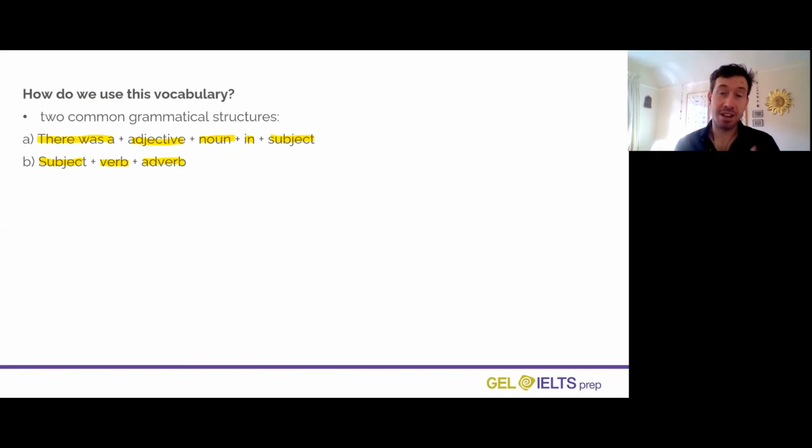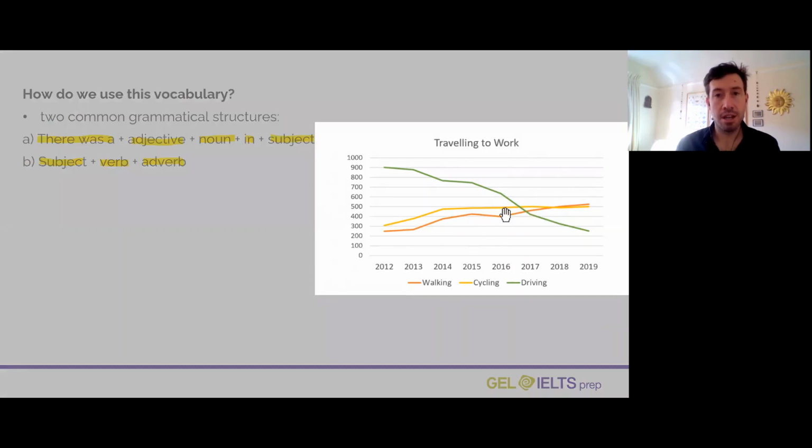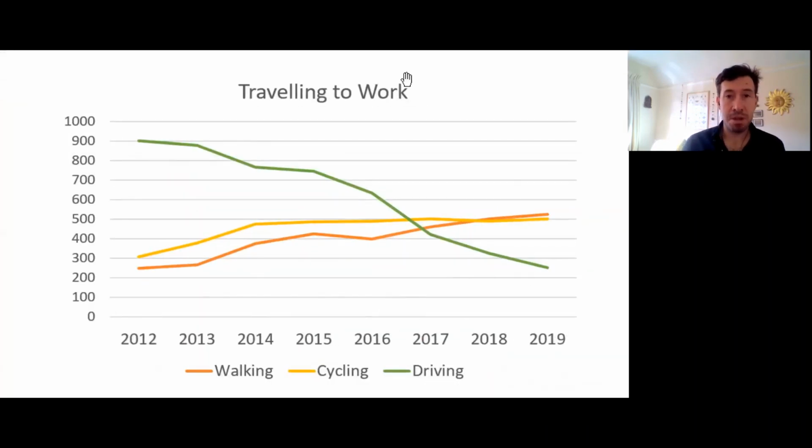Now let's take a look at an example graph. So we can see here, this is talking about people traveling to work and different ways for them to travel to work. So you've got the red line is walking, cycling, and driving. Let's see, driving goes down, walking and cycling both go up.